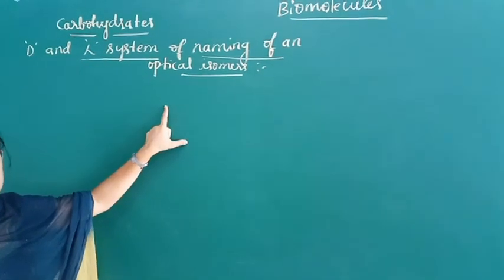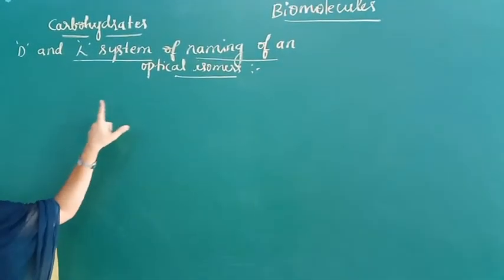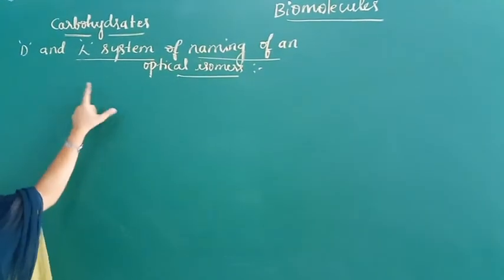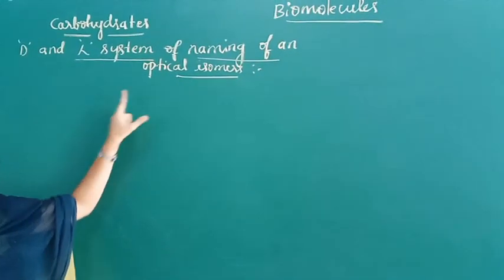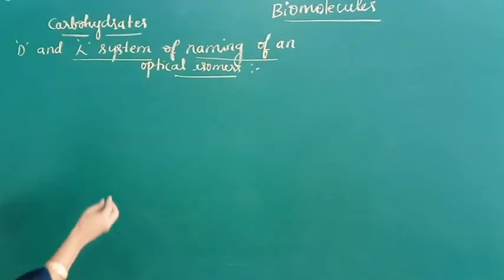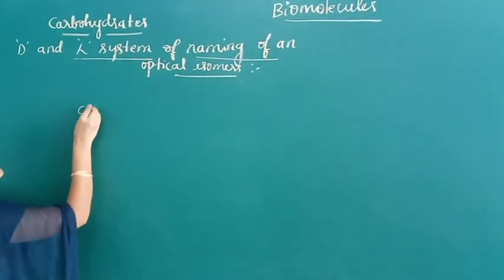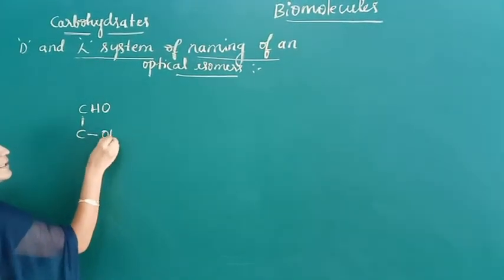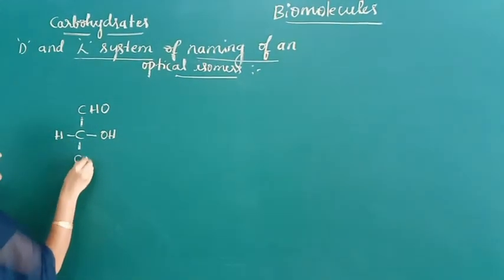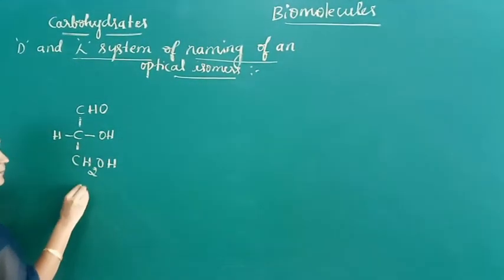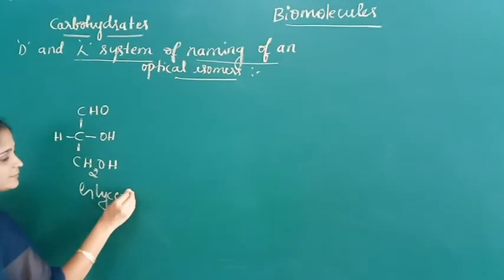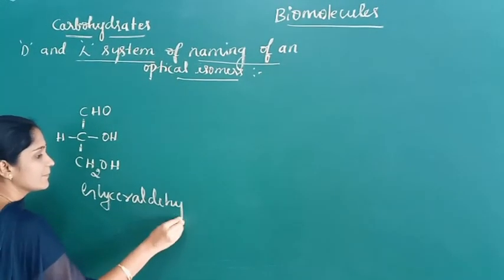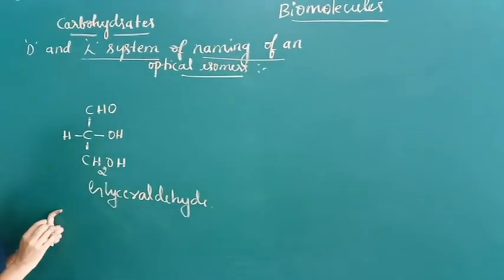The D and L system of naming of the compound is based on the position of the substituent group on the asymmetric carbon atom. So this is just the naming of the organic compound. For assigning D and L configuration, glyceraldehyde is taken as the standard. The formula for glyceraldehyde: it contains 1 CHO group, 1 CH-OH group and 1 CH2OH group. This is glyceraldehyde, the reference compound.